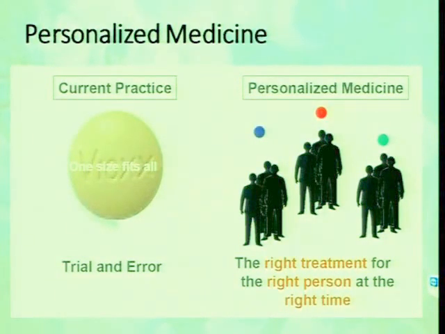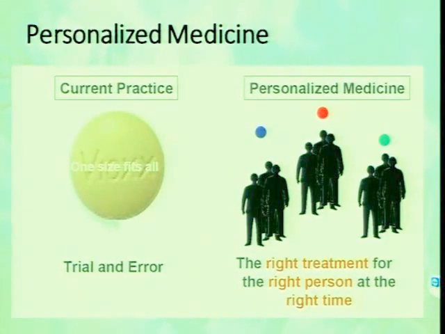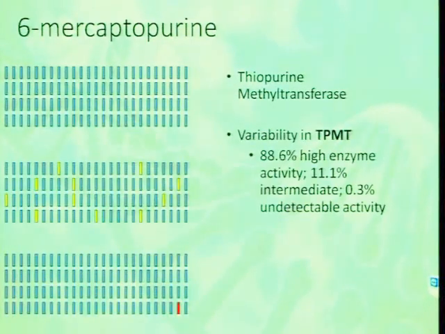So this current practice of trial and error, of one size fits all, is changing to the right treatment to the right person at the right time, and that is the future of medical genetics, or the future of medicine as a whole. And this was the favorite example of Dr. Agarwal, which he always used to explain personalized medicine.